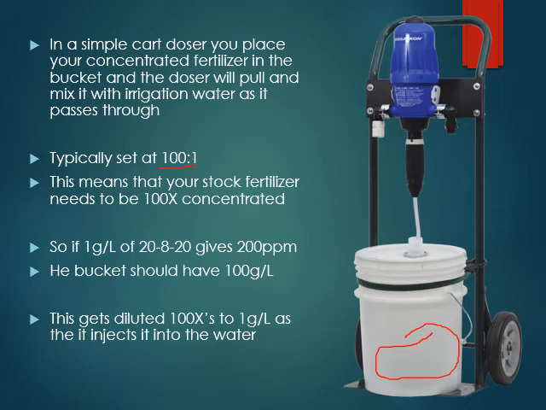So that means that your stock tank needs to be 100 times concentrated because it's going to get diluted 100-to-1 as it goes into the water. So that's one final calculation you need to do for your fertilizer application. Going back to my previous example, if we're adding 1 gram per liter to achieve 200 ppm, the bucket should actually have 100 grams per liter as a concentration, so that what comes out gets diluted and puts back into 1 gram per liter in the water that's coming out the other side. I hope that makes sense.